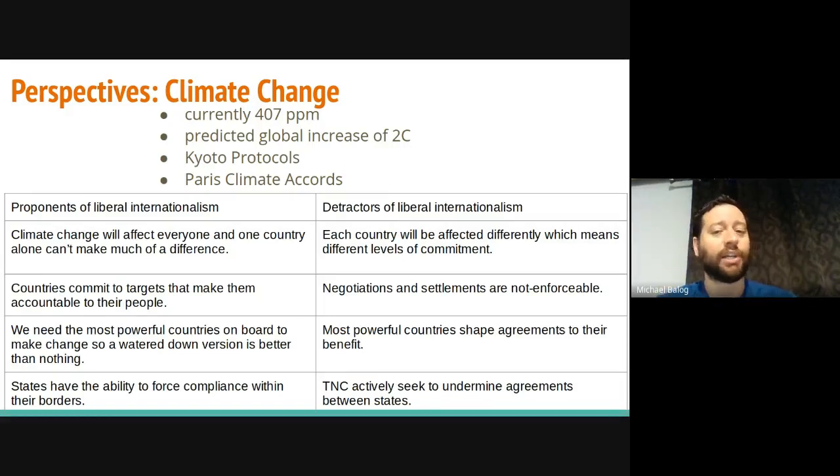So let's look at something like climate change. Obviously, it's an issue that a lot of people care about, especially young people. You've got right now globally the current level of 407 parts per million. Scientists predict that with the continued rate of expansion of our greenhouse gas emissions, we will have an average increase of 2 degrees centigrade by the time we get to 2050.